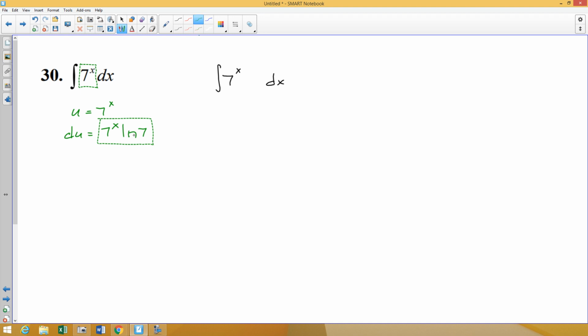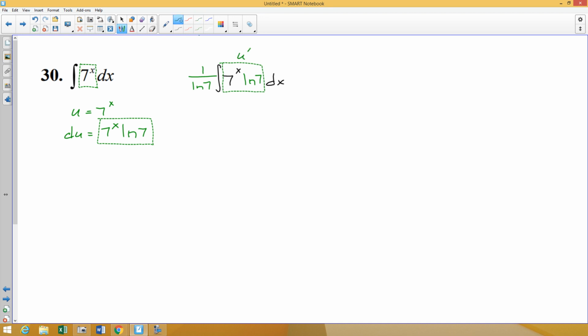Well, ln 7 is just a number, and if you're missing numbers, you can stick it in there. So I'll stick in an ln 7, but I have to offset with 1 over natural log 7. And in this case, when you identify the u prime, which is always the first thing you identify, that actually takes everything.